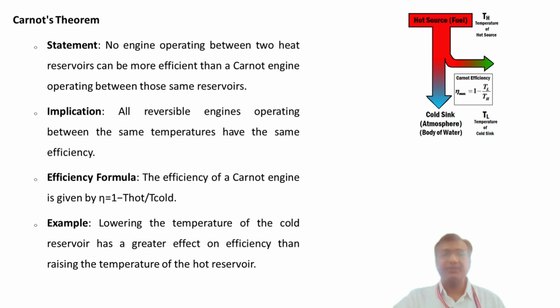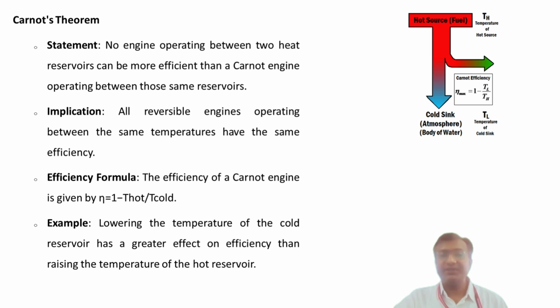Now, the Carnot theorem states that no heat engine operating between two heat reservoirs at different temperatures can be more efficient than a Carnot engine operating between these same two temperatures. In other words, the Carnot cycle provides the maximum possible efficiency for any heat engine working between those two specific temperatures. Now, this theorem has two key implications. All reversible engines operating between the same two temperatures have the same efficiency. No irreversible engine can have an efficiency greater than that of a reversible engine operating between the same temperatures.